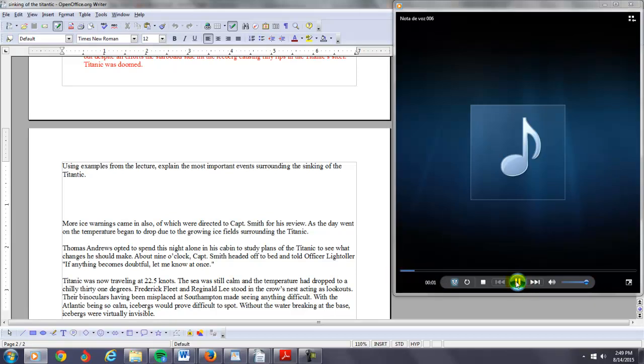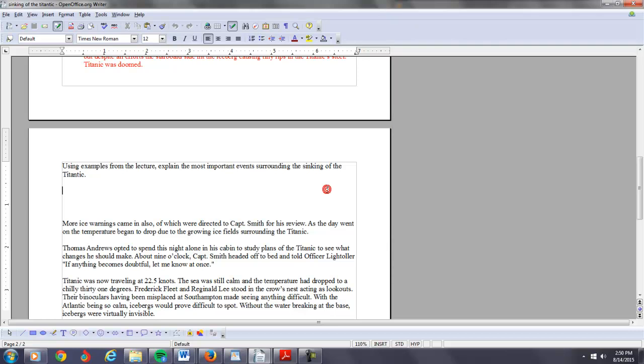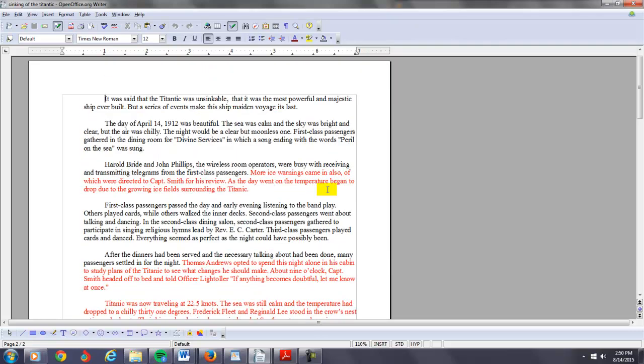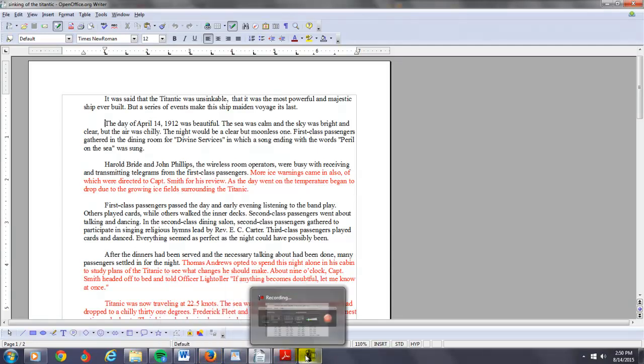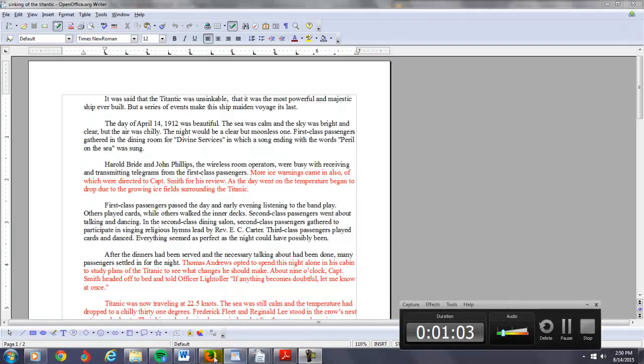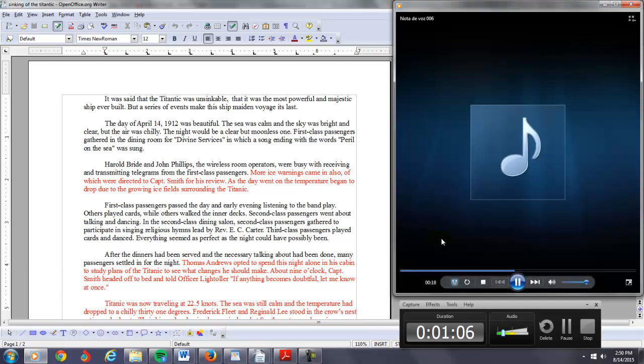In the day of April 14, 1912. During that day, all passengers were enjoying the Titanic. While the day was passing, ice warnings came and were directed to the captain. That night, Frederick was at the crow's nest acting as a lookout.